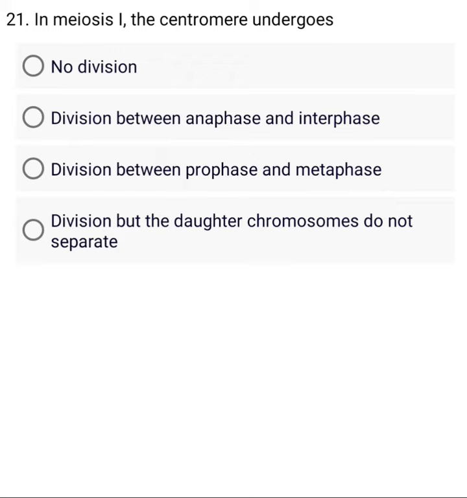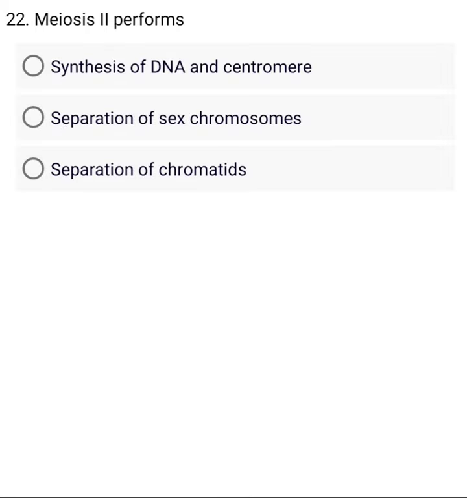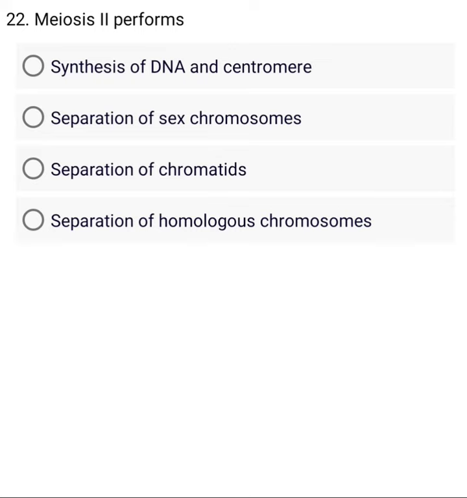No division, B. Division between anaphase and interphase. Right. Meiosis II performs A. Synthesis of DNA in centromere, B. Separation of sex chromosomes, C. Separation of chromatids, D. Separation of homologous.